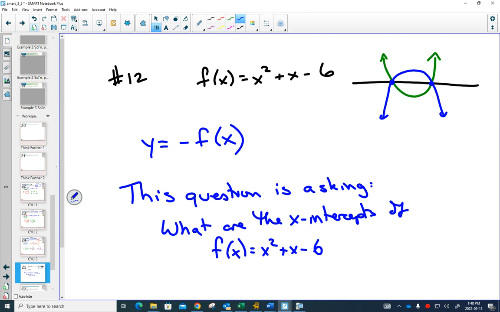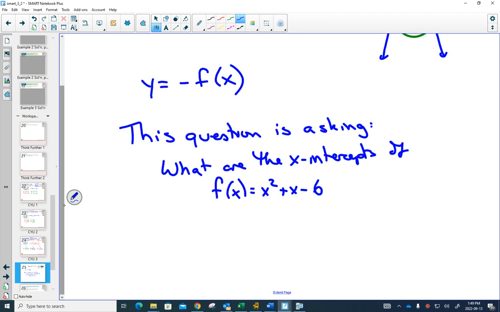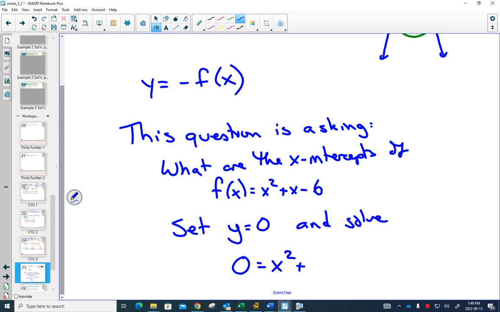And this is a review question from grade 11. So now we get a chance to review a concept from grade 11. How do you find x-intercepts algebraically? I mean, if you have the graph, you can maybe just see them, but we don't have the exact graph. We find an x-intercept. Every x-intercept has a y-coordinate that's 0. So we set y equal to 0 and solve.